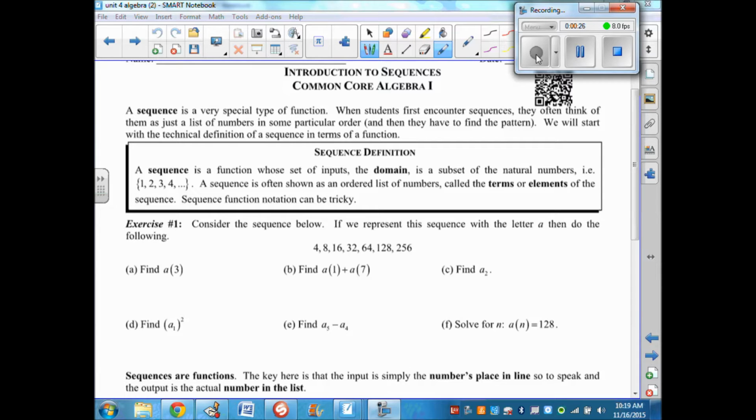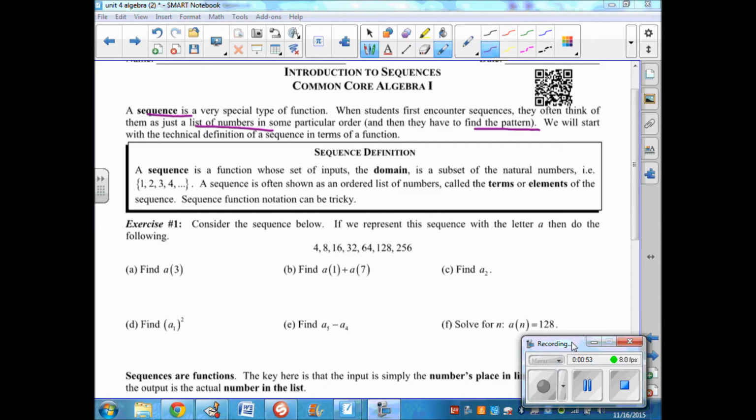Okay? So it says a sequence is a very special type of a function. When students first encounter sequences, they often think of them as just a list of numbers in some particular order, and then they have to find the pattern. Well, we're pretty cool with finding patterns. We will start with the technical definition of a sequence in terms of a function.